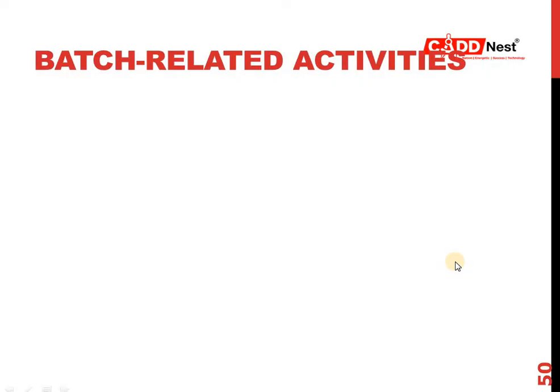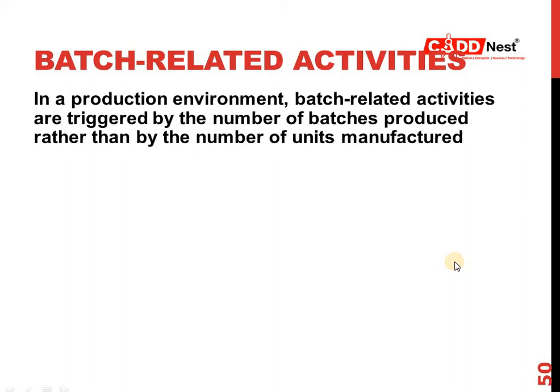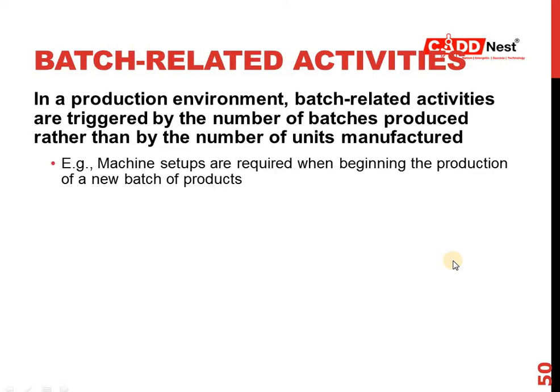So what is batch related activities? In a production environment, batch related activities are triggered by the number of batches produced rather than the number of units manufactured. So here mainly the batch is the focus in this activity. For example, machine setups are required when beginning the production of a new batch of products. So this is one batch related activity.